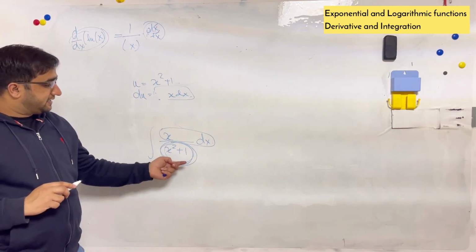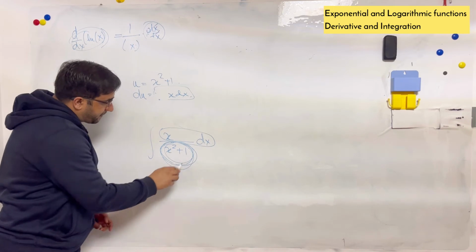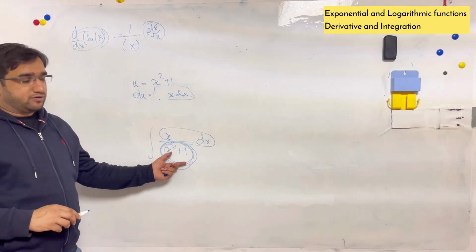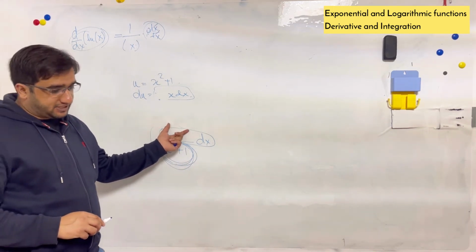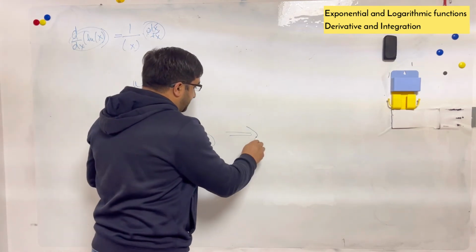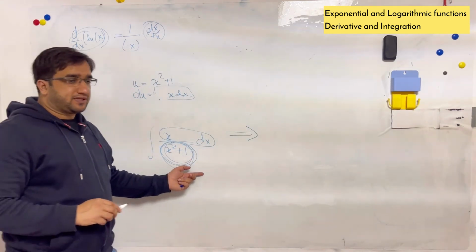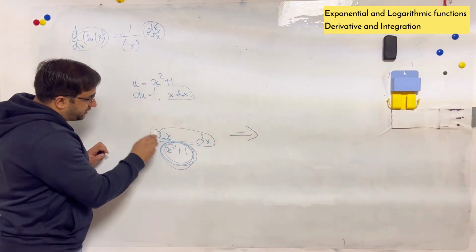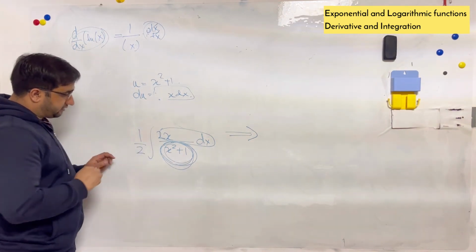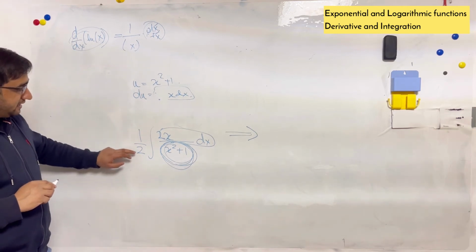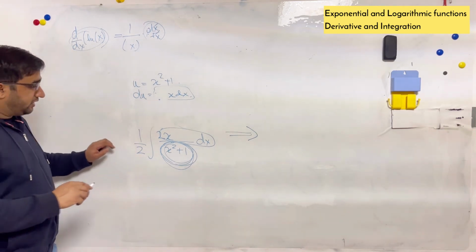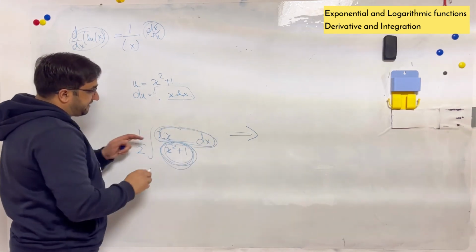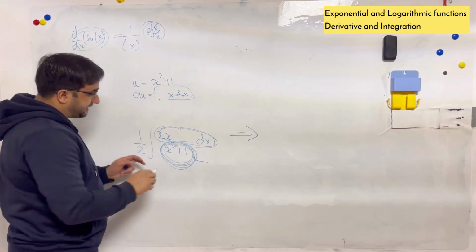So it means this is something whose derivative is available upstairs. Since a factor of 1 over 2 is missing, if you take 1 over 2 here, then you need 2 like here. You can always do this: multiply and divide by 2. Now this is the complete derivative of the thing sitting downstairs.